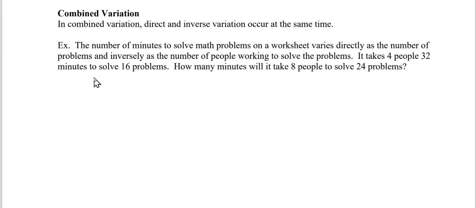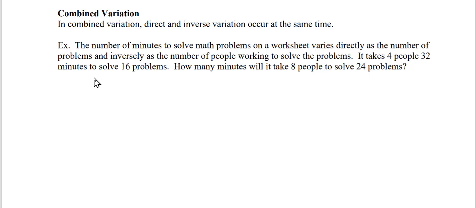Let's talk about combined variation. Direct and inverse variation can occur at the same time. Here's an example. The number of minutes to solve math problems on a worksheet varies directly as the number of problems and inversely as the number of people working to solve the problems. So imagine you are working in a group, right? You have a certain number of problems, however many that is. If that goes up, the time to solve the problems is going to increase, right? But if you have more people working on them, that time to solve the problems will decrease.